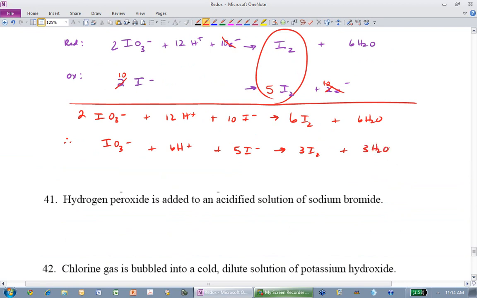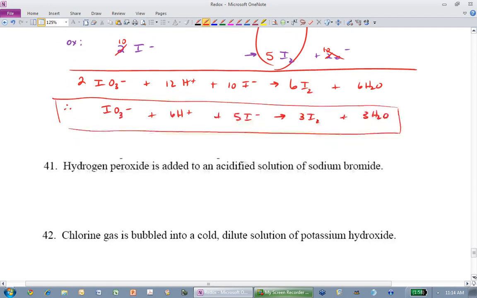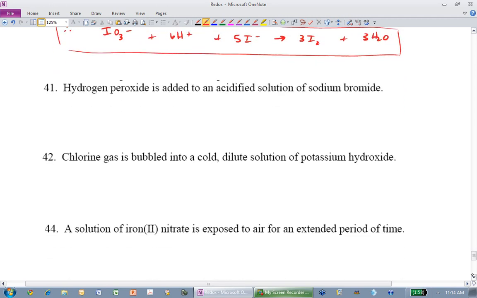Did I do it all correctly? What's my total charge on the left? 5, 6 minuses and 6 pluses is 0, and 0 on the right. There we have it. That one I'm going to actually box because it doesn't stand out as the answer. Okay, that's a malproportionation reaction.